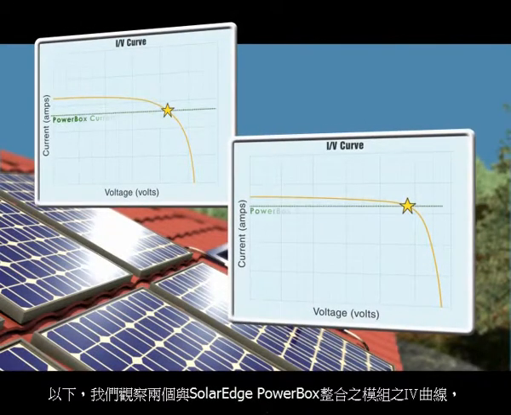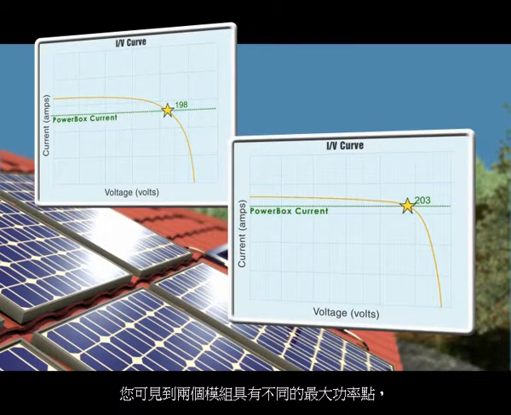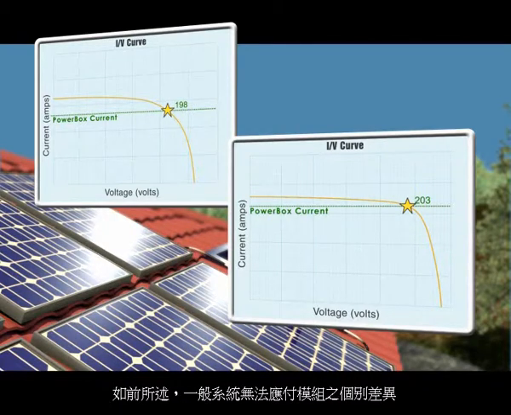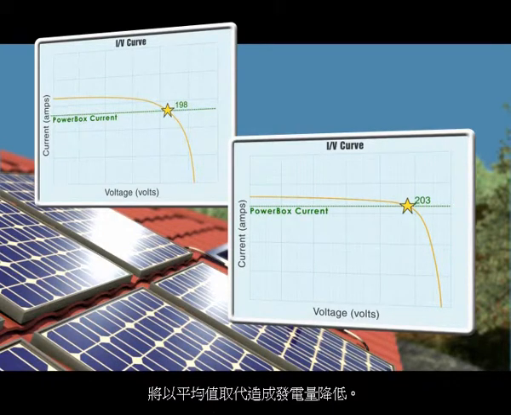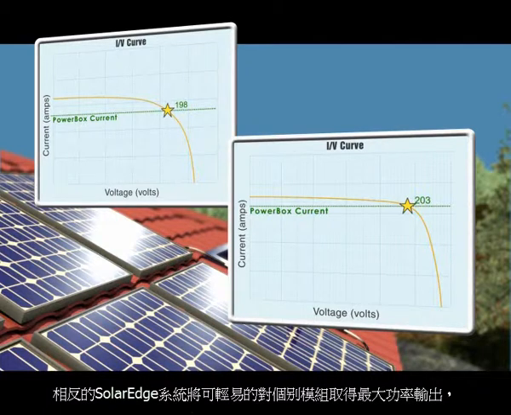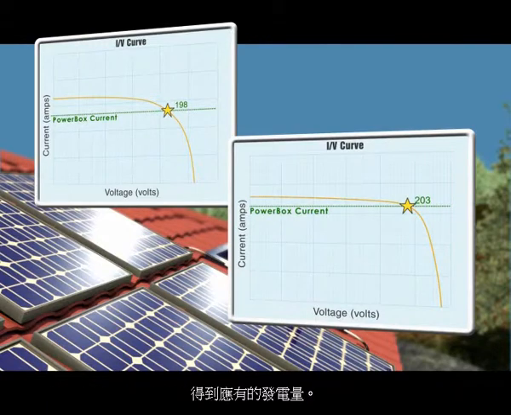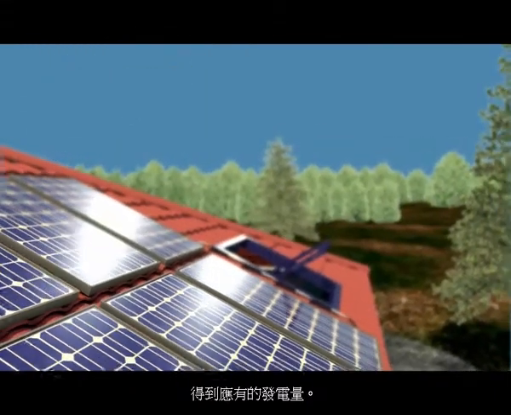Here we see the IV curves of two solar panels fitted with SolarEdge power boxes. You can see that the MPP point is different for each panel. As you recall, traditional systems cannot handle this mismatch and will adjust to an average point, resulting in power losses. In contrast, the SolarEdge system easily manages MPP tracking individually for each panel, harvesting the optimal available power.